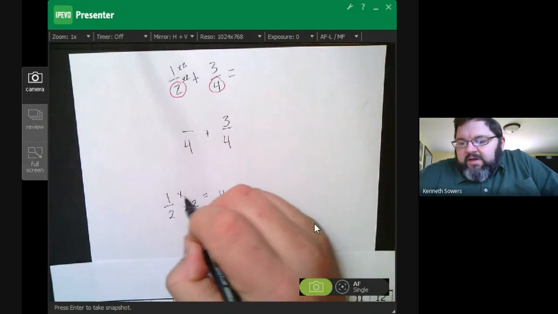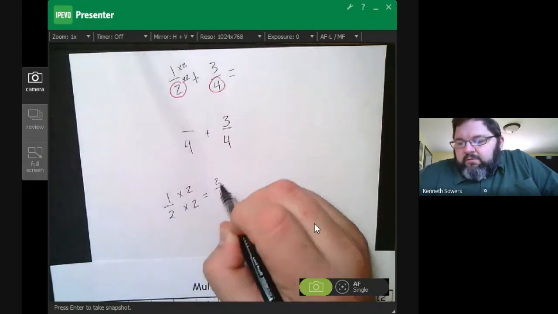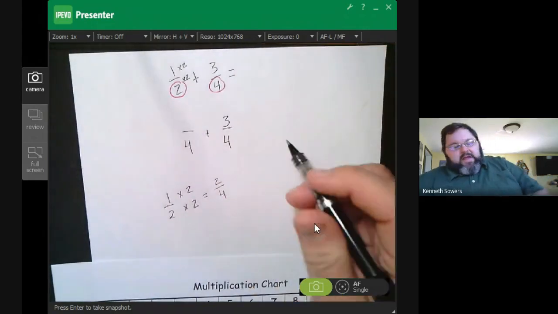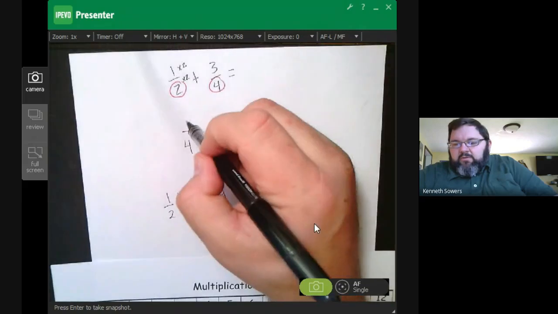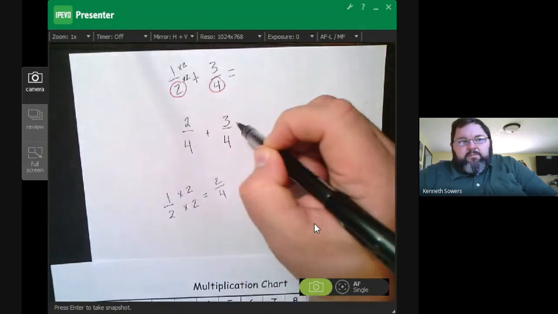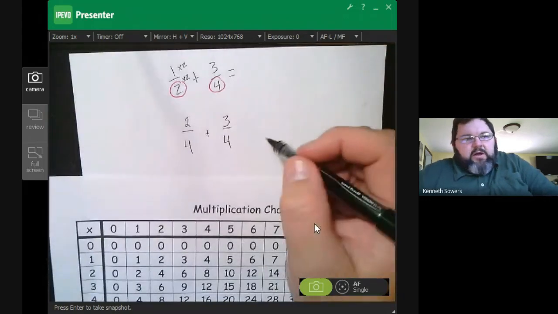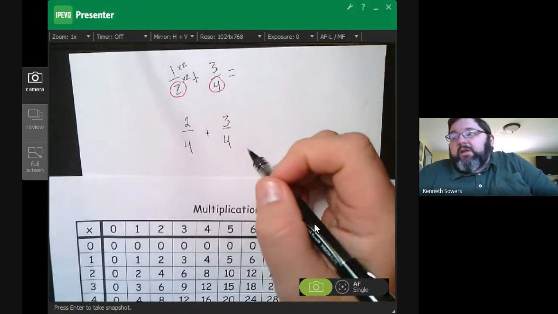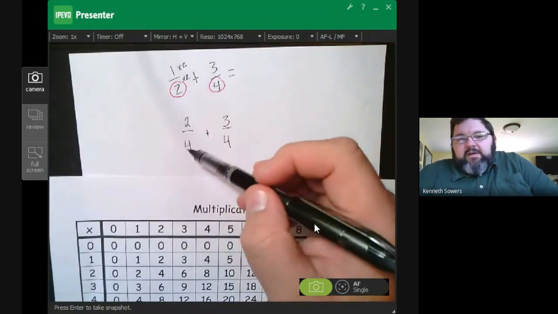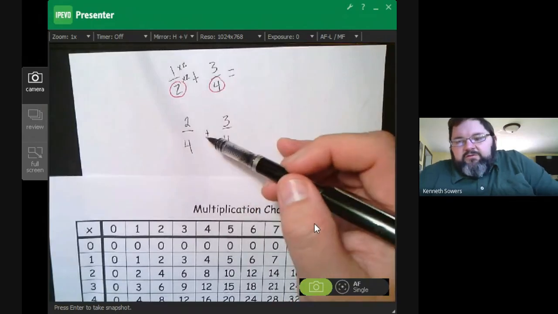Do the same thing on the top. 1 times 2 equals 2, 2/4. So now we have our new fraction, 2/4 plus 3/4. And we can just add along. Now, today we're not going to focus on the adding or the subtracting. We're really just going to focus on finding the denominator and finding the equivalent fraction to go there.